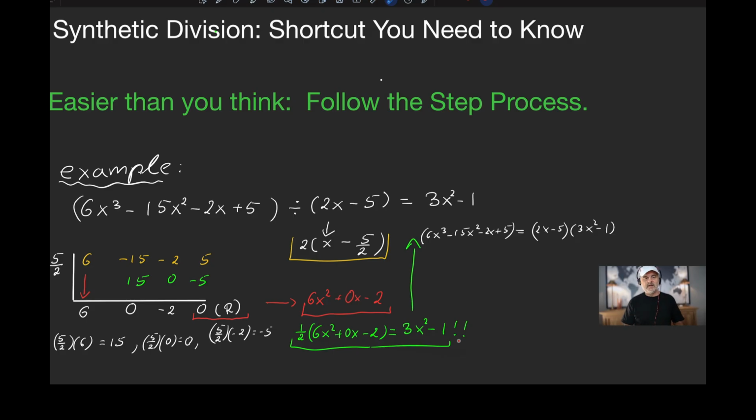So to recap, you have to make sure that the dividend is in descending order. All place value holders are accounted for. The divisor has to be factored so that the coefficient in front of x is taken outside, and you start dividing by x minus the number or x plus. And once you establish the restricted value, if it's positive 5 over 2, then you bring it outside the chart, you drop the first term, and you start the process.